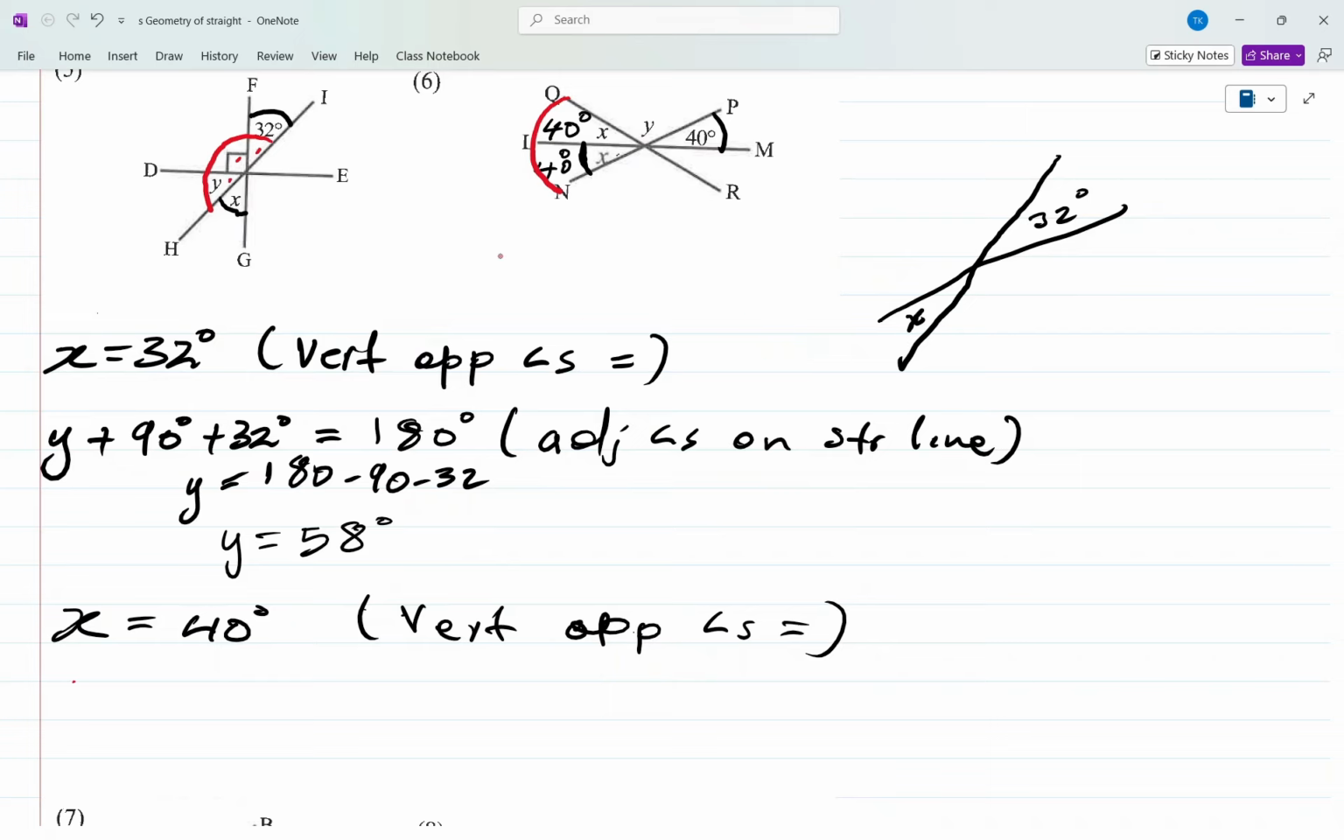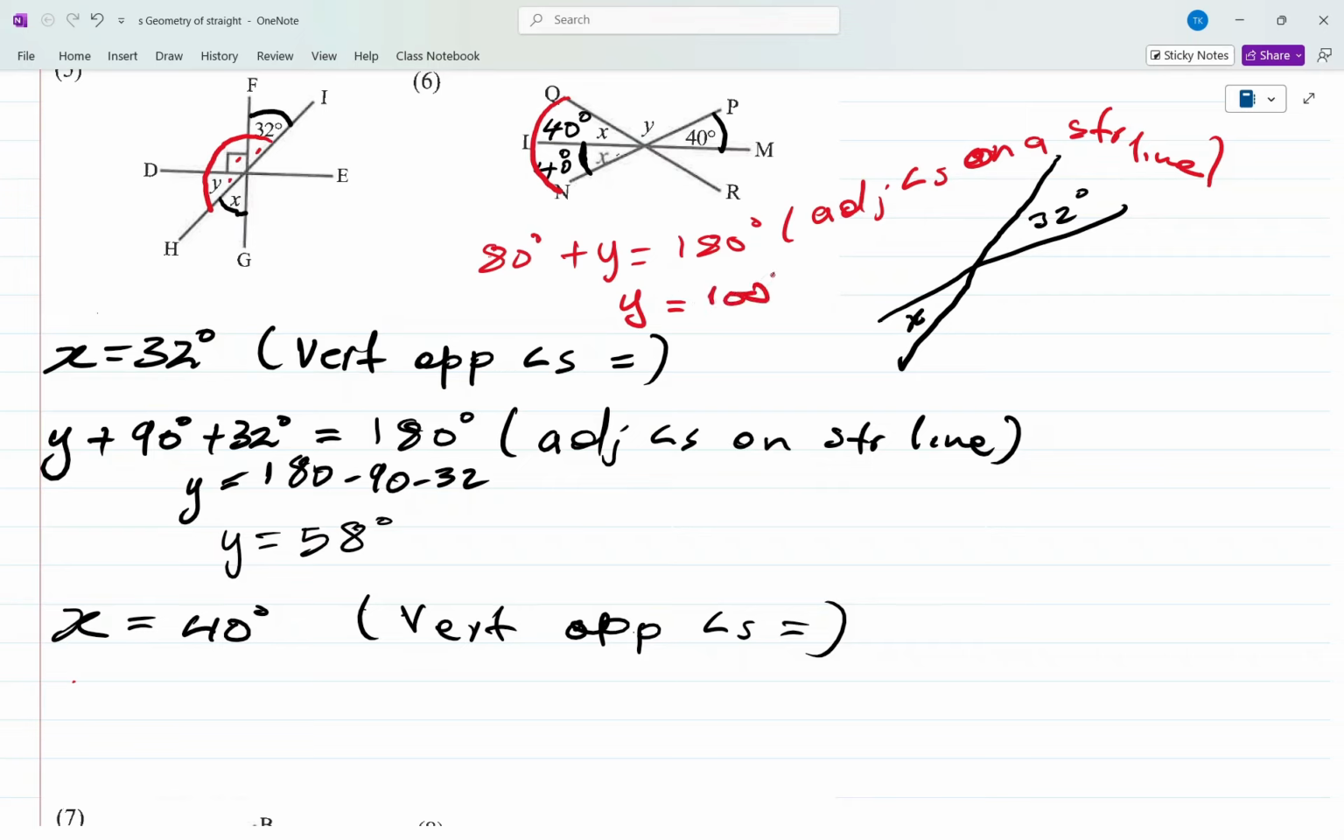Let me just write it here. I'll be saying 80 degrees plus y must give me 180. And then our reason will be adjacent angles on a straight line. Excuse my writing there. Which implies that the value of y will be 100. I hope we all know how to transpose now. So yeah, that's it.